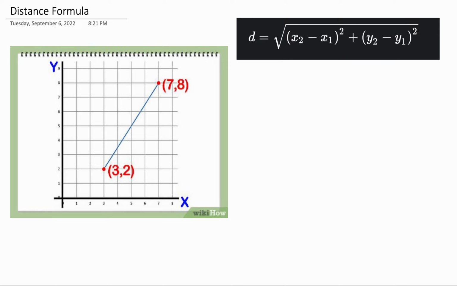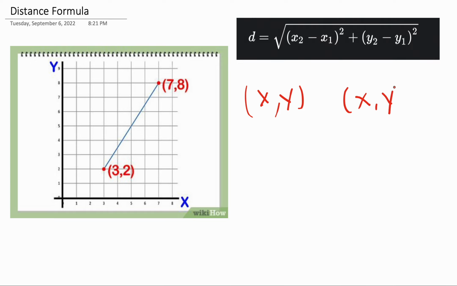The distance formula for 2 points. We looked at how we could use the Pythagorean theorem if the points are on a graph. When we have 2 points, we're going to have an xy coordinate and another xy coordinate.